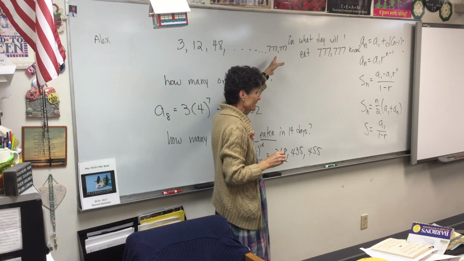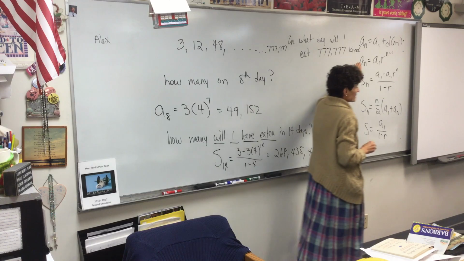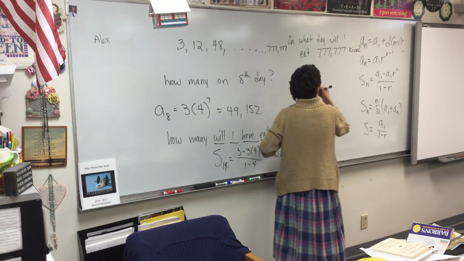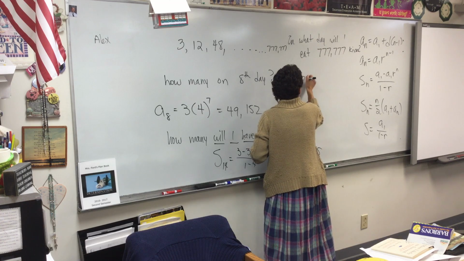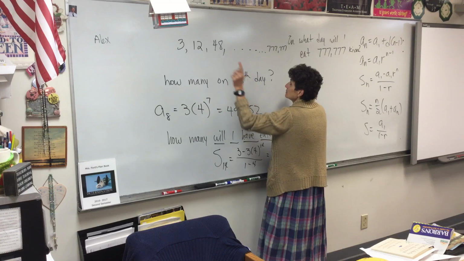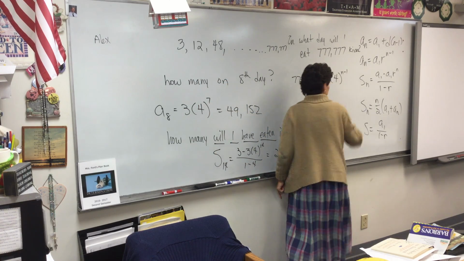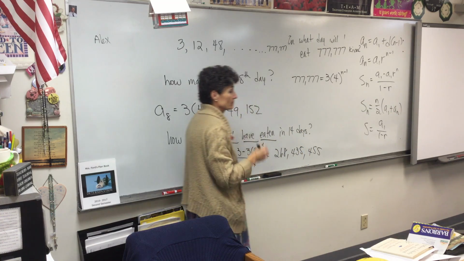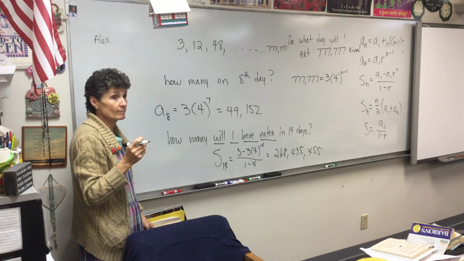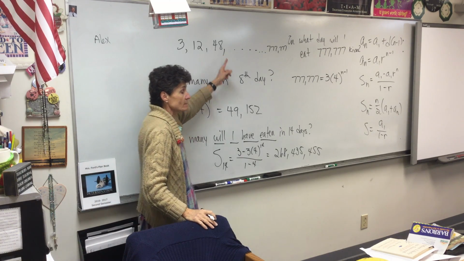Am I adding up to get that? No, that's a number in the list, so I'm going to use this formula. Well, how's that going to look? How do I apply that formula? So you do 777,777 equals 3 times 4 to the n minus first. Right? How'd you know that was geometric? It's the same problem. Same sequence.